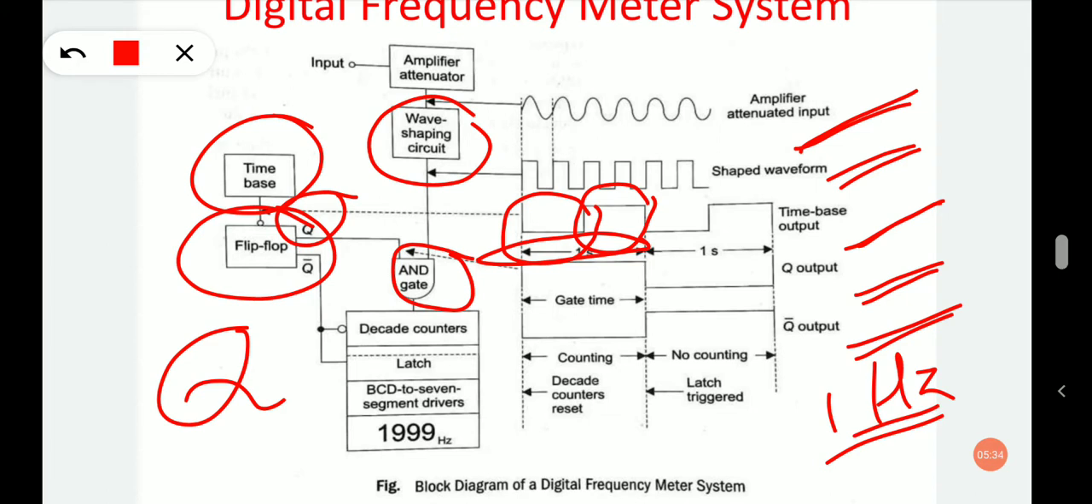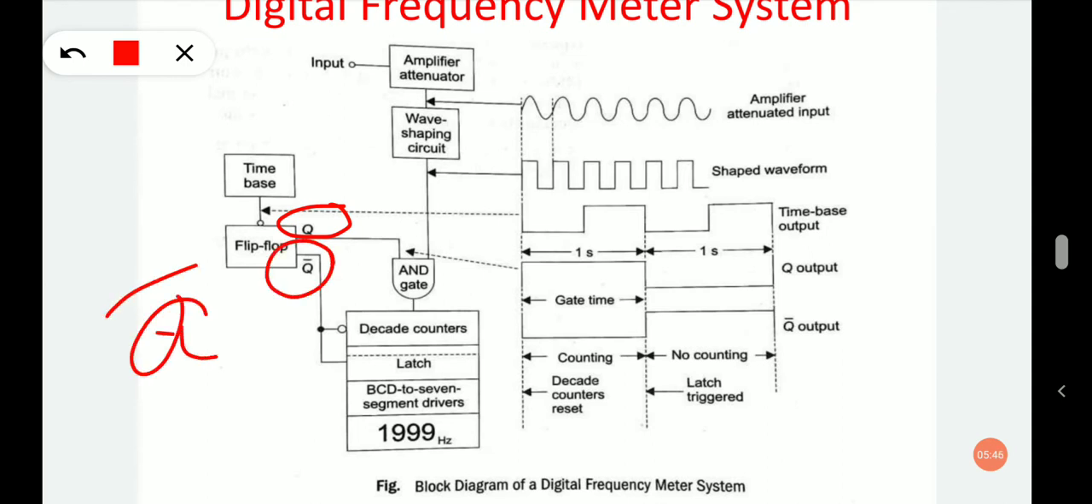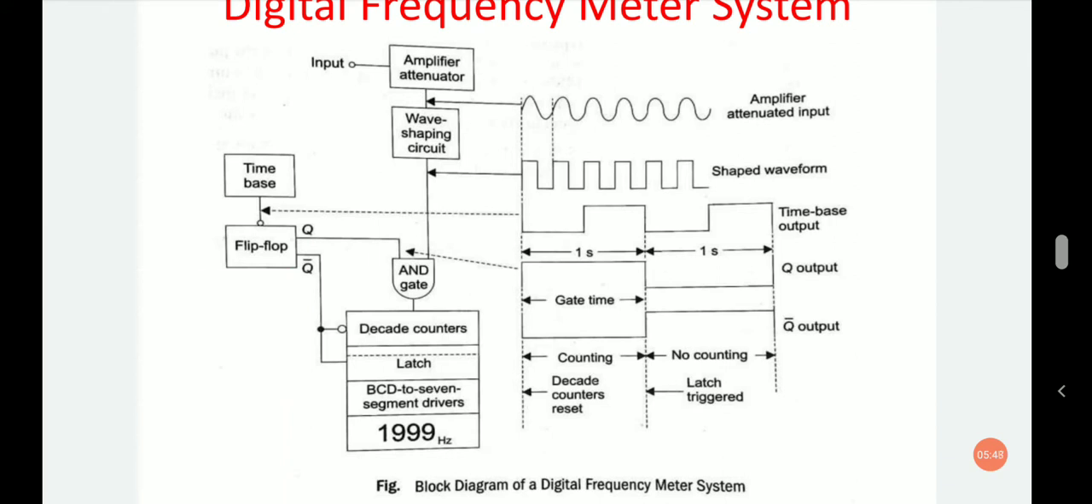Here you can see one terminal is Q and the second terminal is Q bar. The negative going edge of Q bar output of the flip-flop is used to reset the counters. It is connected here, so that the count always begins from 0.